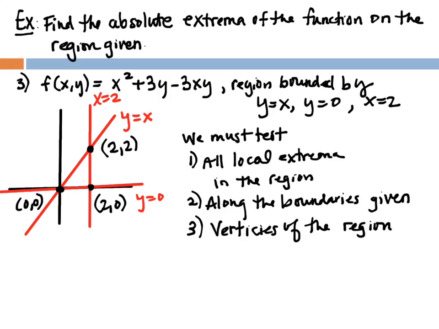So, taking a look, we're going to start with the local extrema. That's what we've been doing in this section and we're most familiar with. How do I find where I have local extreme values?